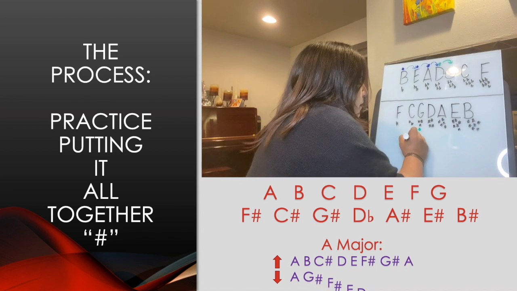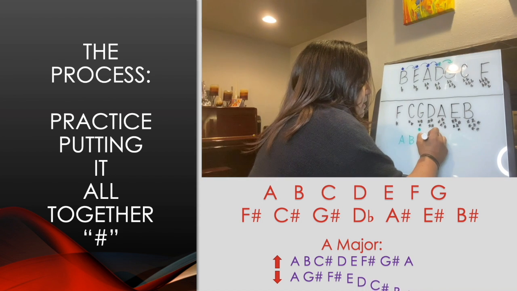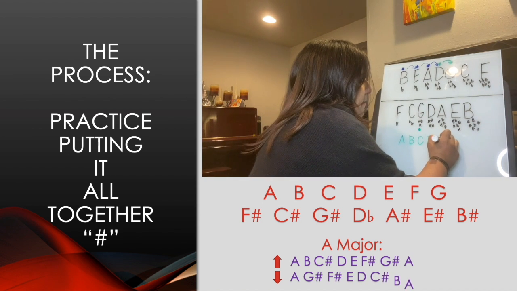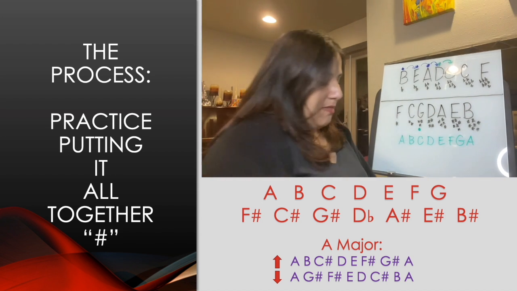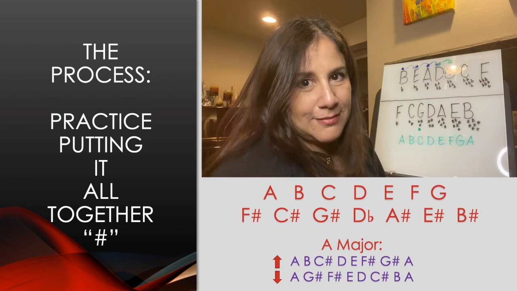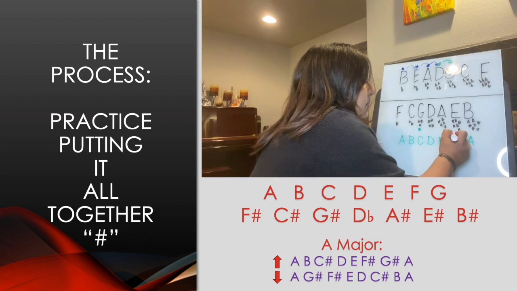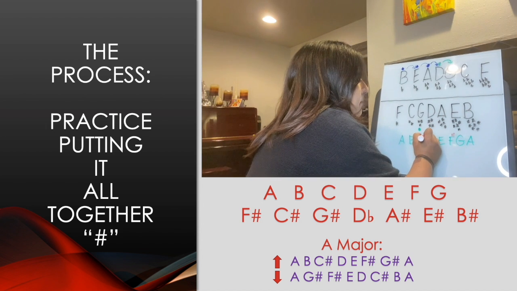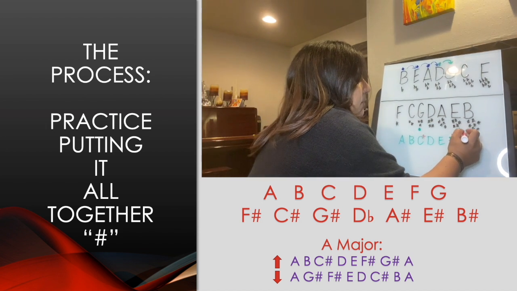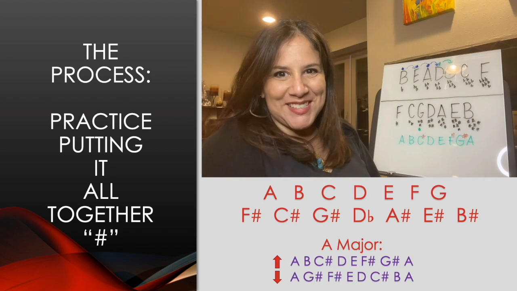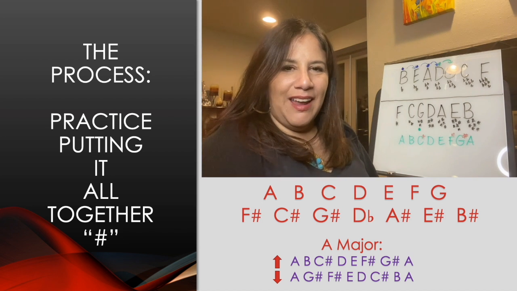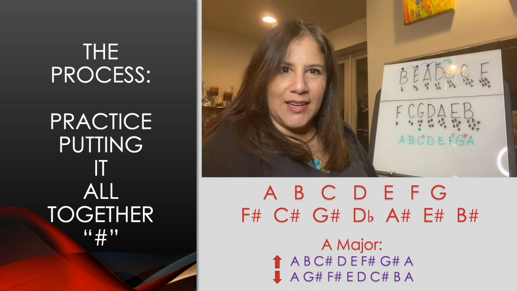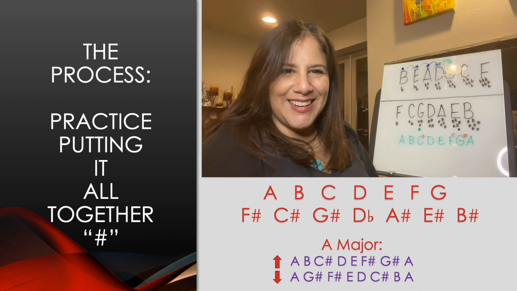So, A, B, C, D, E, F, G, A. And then we plug in our sharps. Okay, so we said they're F sharp, C sharp, and G sharp. So now let's spell out our A major scale. A, B, C sharp, D, E, F sharp, G sharp, A, G sharp, F sharp, E, D, C sharp, B, A.